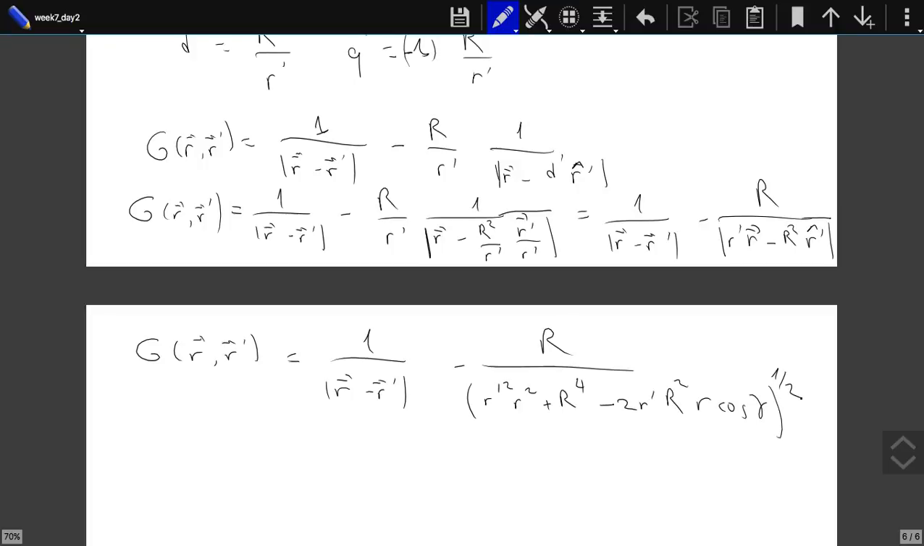The first term is symmetrical, the second term is symmetrical, and the third term is also symmetrical because gamma is the angle between the two. If you just change R and R prime, gamma doesn't change. So it is symmetrical, as the Green's function should be. We had a proof for the fact that the Green's function with the Dirichlet boundary condition, that is with zero boundary condition, has to be symmetrical. And this is symmetrical.